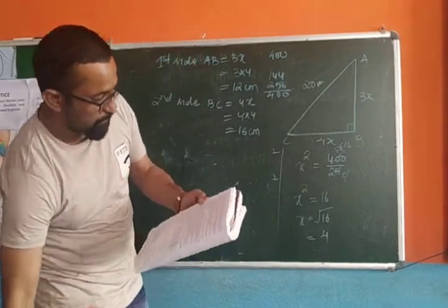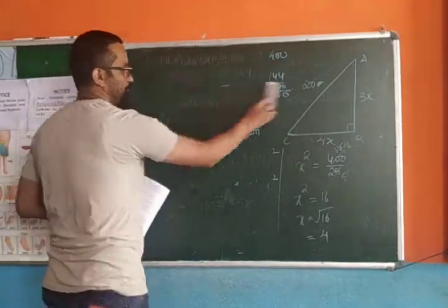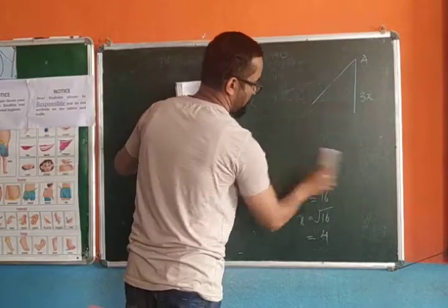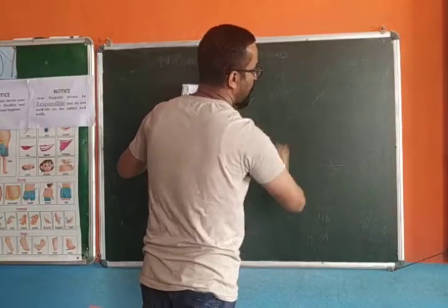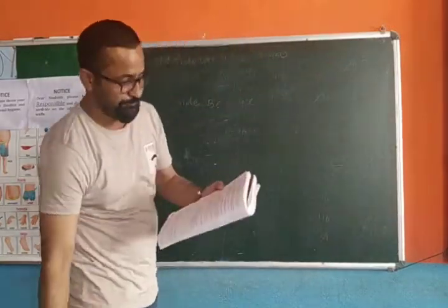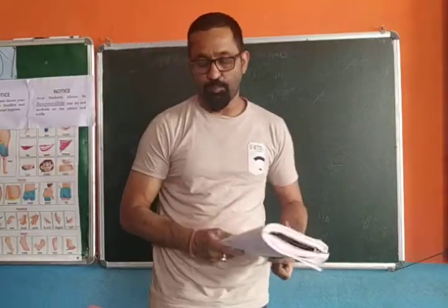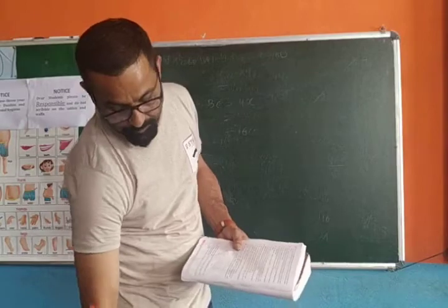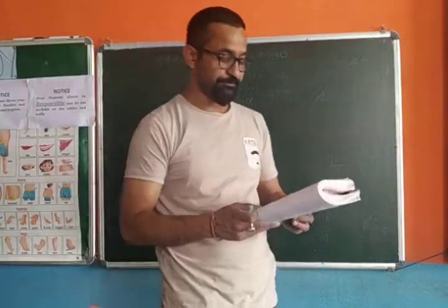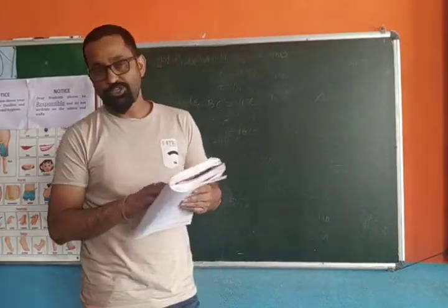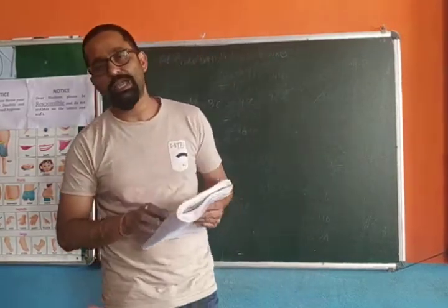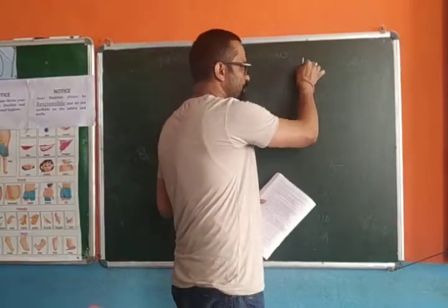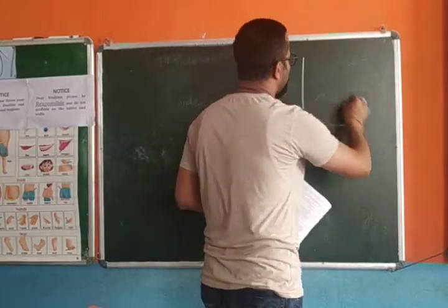Question number 8. Look at question number 8 now. It is an important question. Please do practice this. The hypotenuse of a right angle triangle is 6 meters more than twice the shortest side. First we draw a right angle triangle.